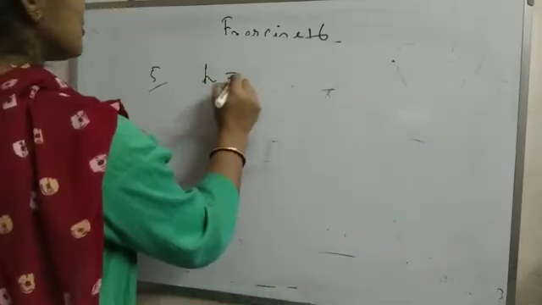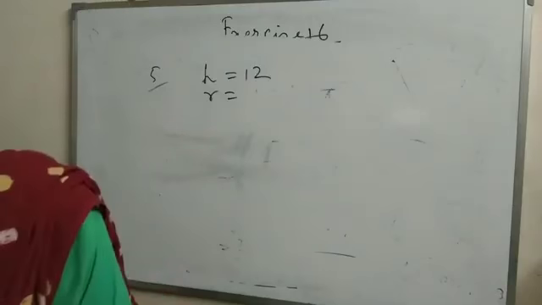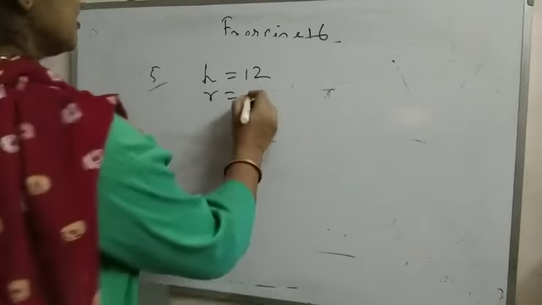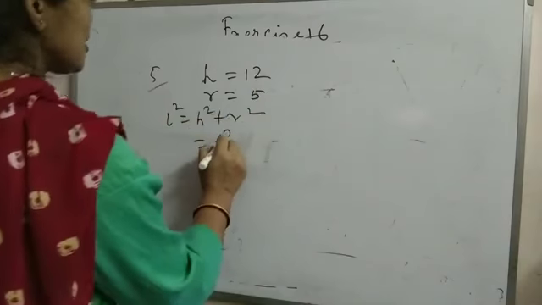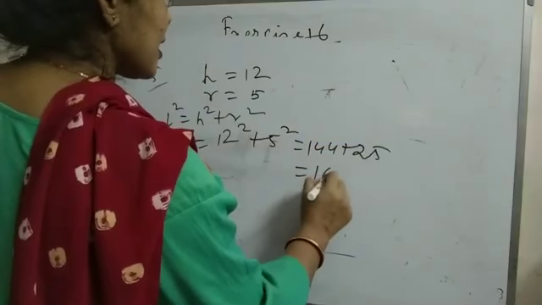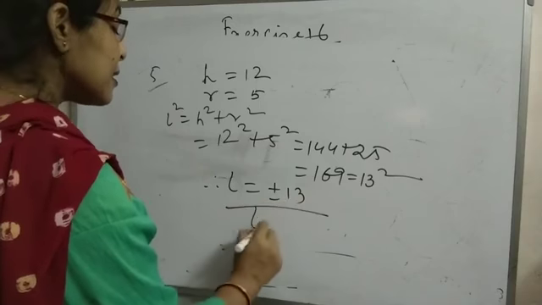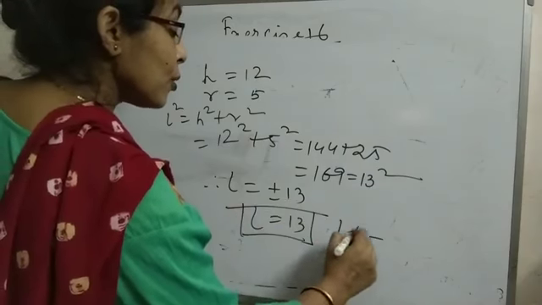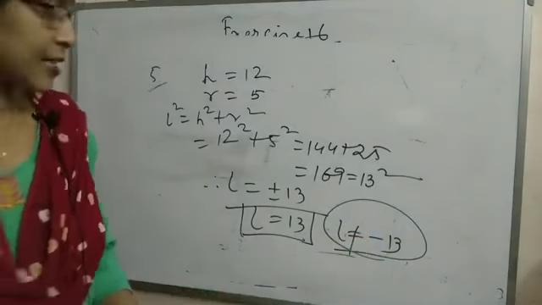Here h equal to 12, r equal to 5. I know l² equal to h² plus r², that is 12² plus 5² equal to 144 plus 25 equal to 169 equal to 13², that is l equal to plus minus 13. l equal to 13, I can take it, but l not equal to minus 13, length is not negative, so slant height is 13 centimeter.